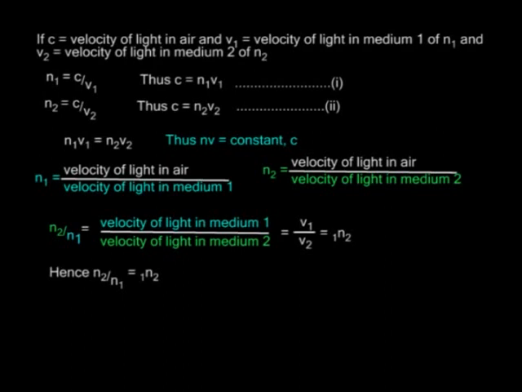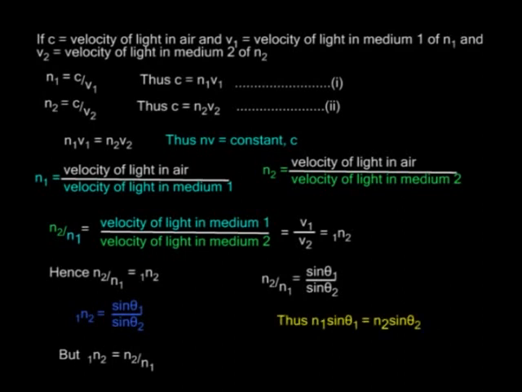Therefore, n2 over n1 is equal to n1 to 2. Again, from the wavefront that we've just seen, n1 to 2 is equal to sin θ1 over sin θ2. But then n1 to 2 is equal to n2 over n1. Therefore, n2 over n1 is equal to sin θ1 over sin θ2. And therefore, n1 sin θ1 is equal to n2 sin θ2.